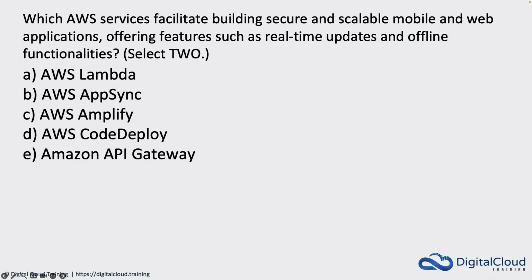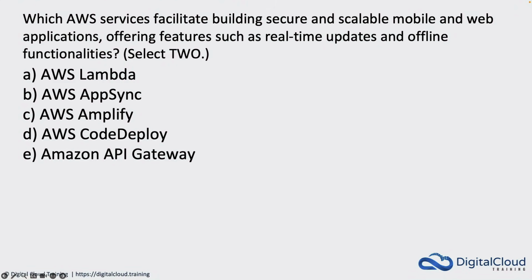So I talked about that one a bit before as well when I mentioned Code Build. After you've packaged your applications using Code Build, you can deploy them using Code Deploy. So it's not about mobile and web applications specifically. API Gateway is, of course, used for building APIs like REST APIs and HTTP APIs and WebSocket APIs. But it's not specifically for creating scalable mobile and web applications with real-time updates and offline functionality. Okay, so it's a standalone service.